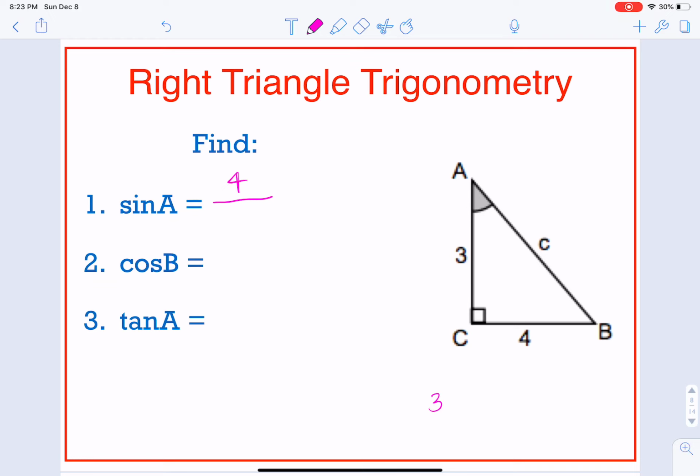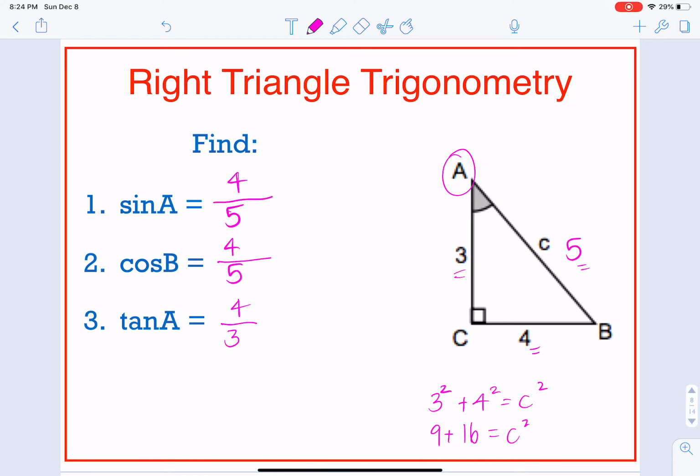We can quickly figure out C by saying that 3 squared plus 4 squared is equal to C squared. 9 plus 16 is equal to C squared. So C is 5, or I also could have recognized that this is a nice 3, 4, 5 triangle. So sine of A, opposite over hypotenuse, is 4/5. Cosine of B, adjacent over hypotenuse, is again 4/5. And tangent of A is going to be opposite, 4, over adjacent, which is 3.